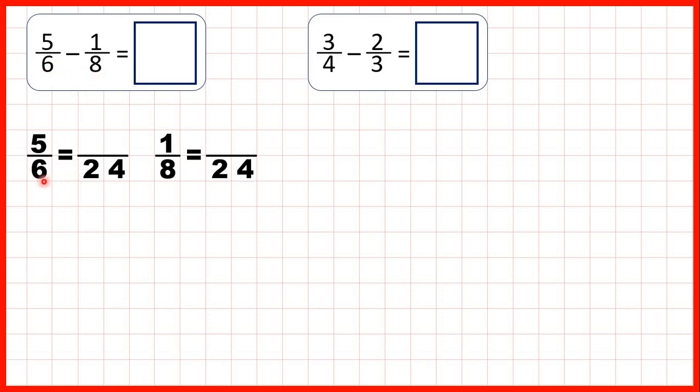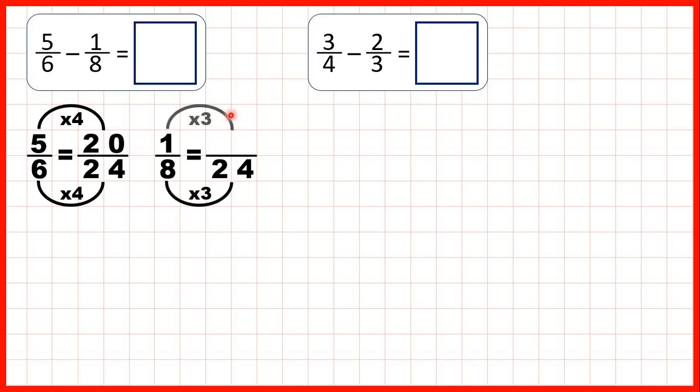Now, to find equivalent fractions, we use multiplication. 6 times 4 is 24, so we do the same to the numerator, and 5 times 4 is 20. 8 times 3 is 24, and 1 times 3 is 3. So now we can rewrite our question. Instead of 5/6, we can write 20 over 24 because that's equivalent, it's the same size. And instead of 1/8, we can subtract 3 over 24.